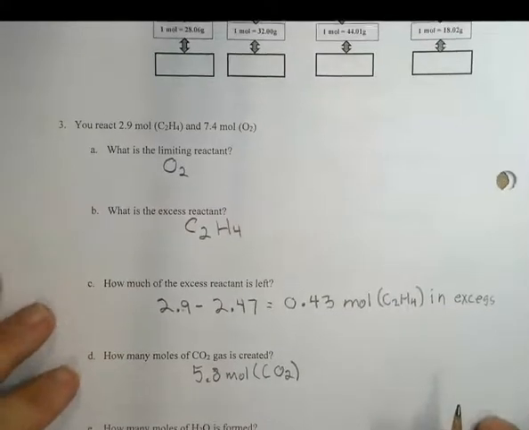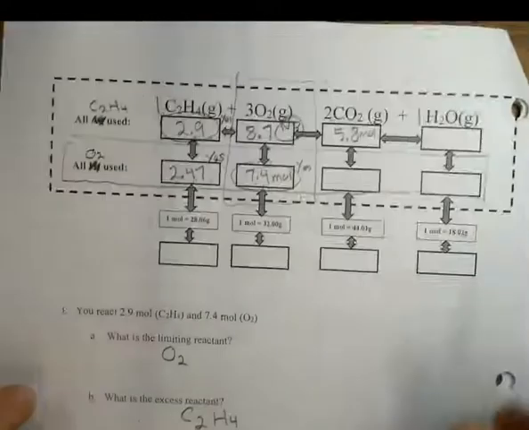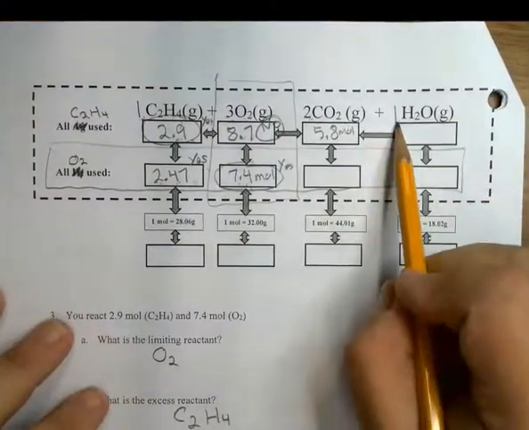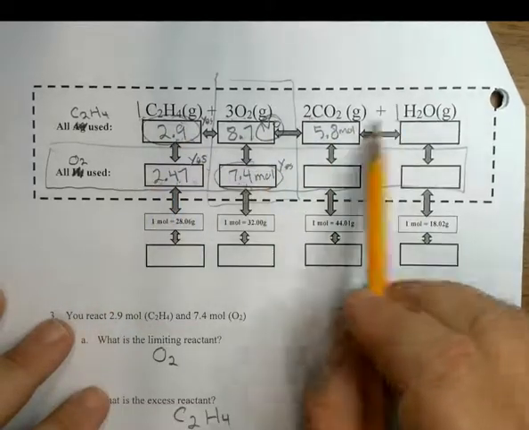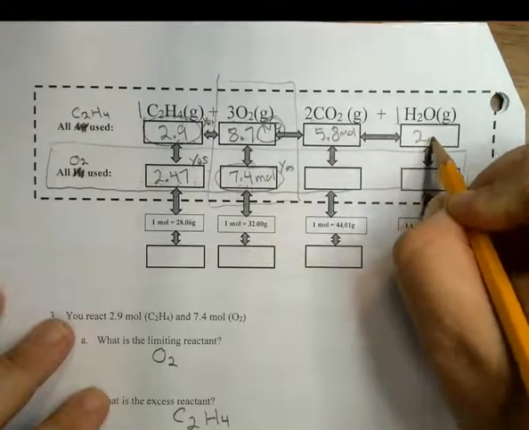Down there. Okay, last question. How many moles of H2O is formed? So we come up here, and this one's really easy. There's a 1 there, there's a 1 there, so these two are going to be exactly the same number. So if it's 2.9 there, it's going to be 2.9 there.